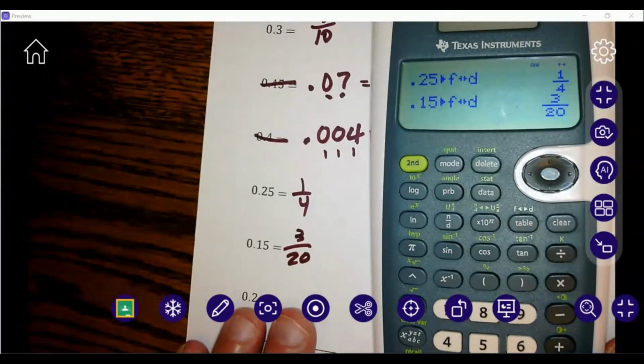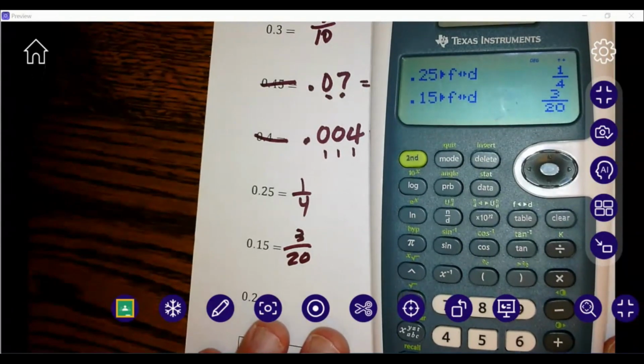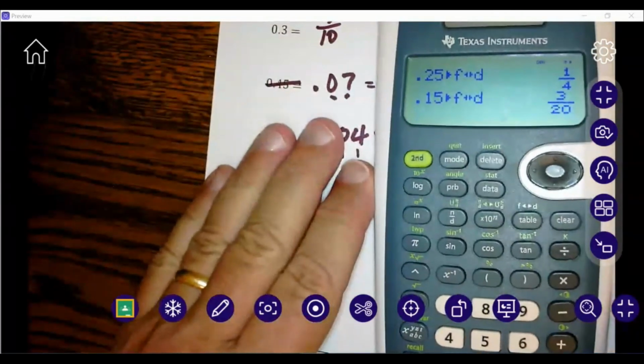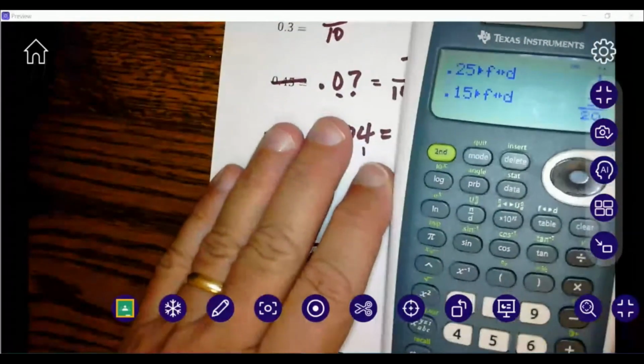So do you see why you need to practice using this calculator? Because you probably would not have known that, and if you had pulled this calculator up on the GED test, you wouldn't have known what that key means. So I want you to practice using it. If you have this calculator, I want you to practice using it. If you don't have this calculator, I would go buy one.